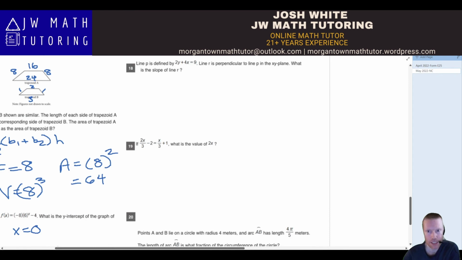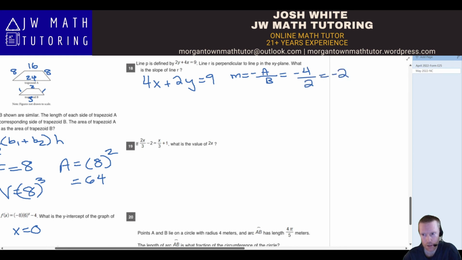Next problem, number 18. You're given the equation for a line. Then you have another line which is perpendicular to this line. And what's the slope of this other line? So there's two ways you could do this. The first way is if you just rearrange it and write 4x plus 2y equals 9. So now that it's in standard form, if you remember the shortcut for slope, the slope of a line in standard form is basically negative A over B. So it's going to be negative 4 over 2. So the slope of this line is going to be negative 2.